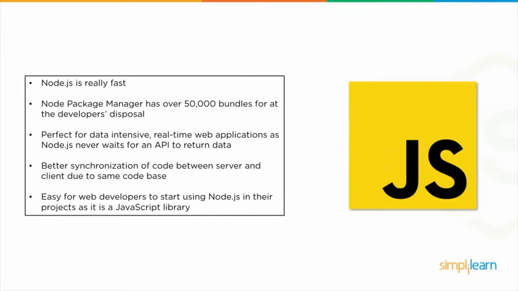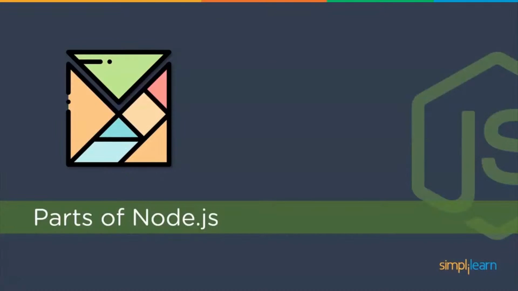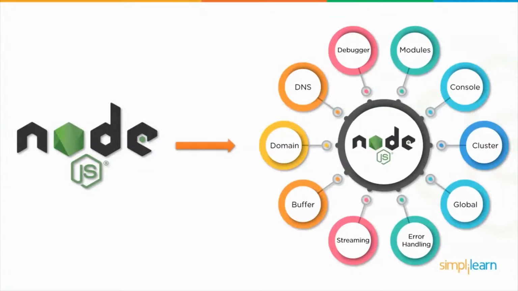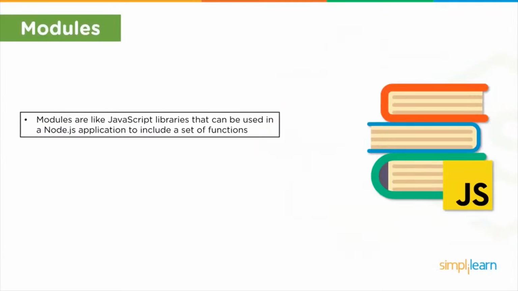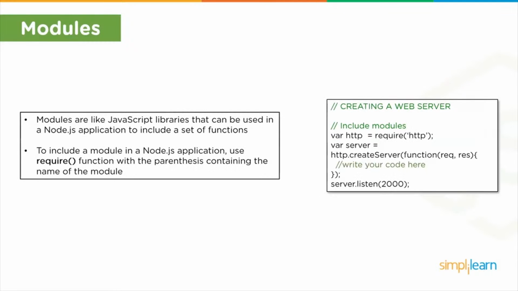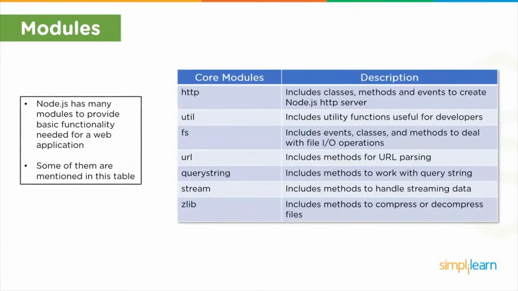So now moving on, let's familiarize ourselves with the parts of Node.js. Node.js consists of several components. Now let's look at them one by one. First up, we have modules. Modules are like JavaScript libraries which are used in a Node.js application to include a set of functions. We can use the require function with parentheses to include a module in a Node.js application. A Node.js application has many modules to provide basic functionality needed for a web application. Some of them could be HTTP, util, fs, URL, query string, stream, and zlib.